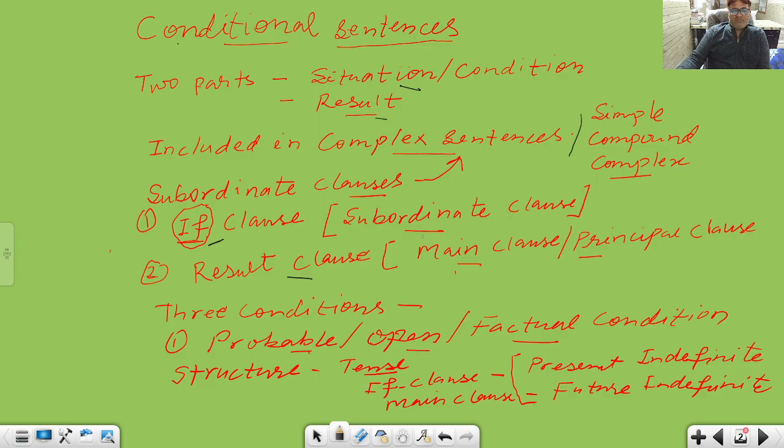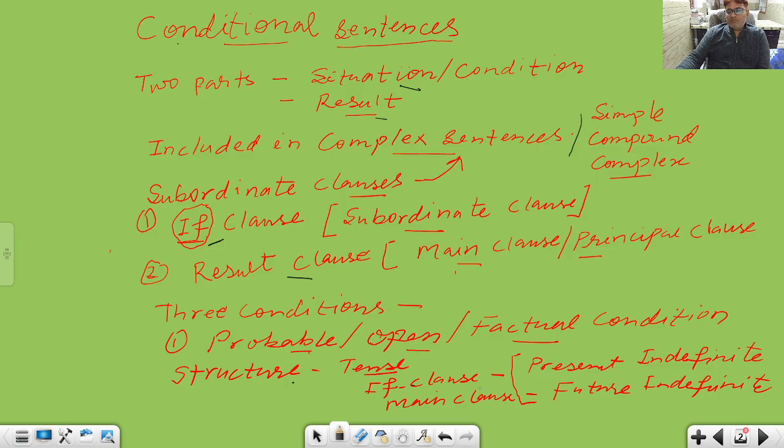Normally there are three conditions. Sometimes we also call them four conditions, where one is called the zero condition, but traditionally we often consider three conditions. The first condition is called probable condition, open condition, or factual condition. These are the three names. Now, what is the structure of this condition?